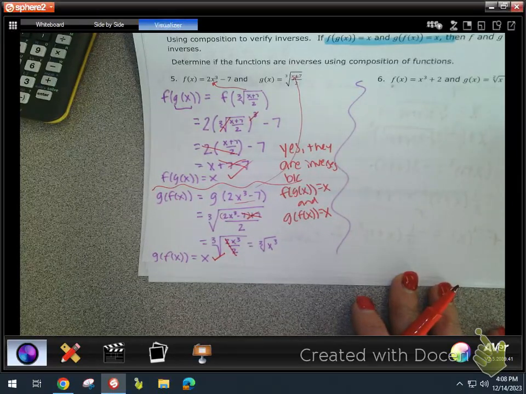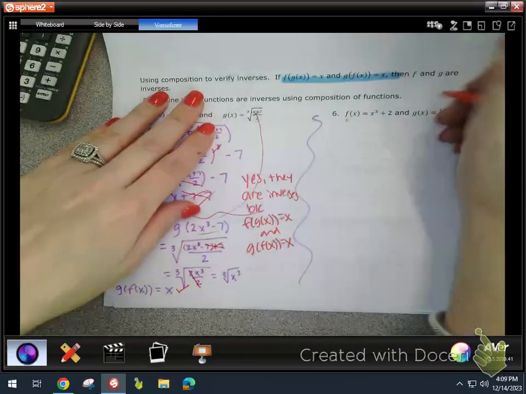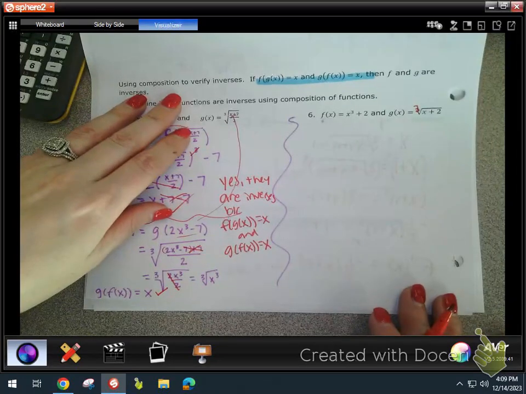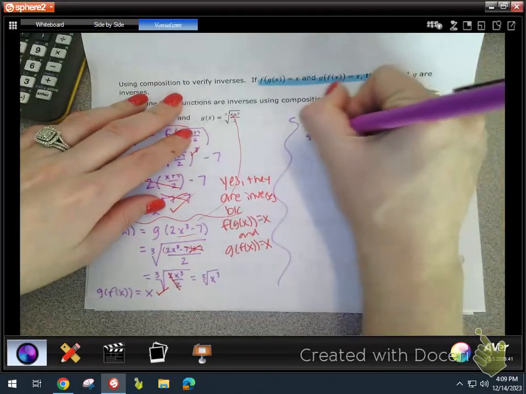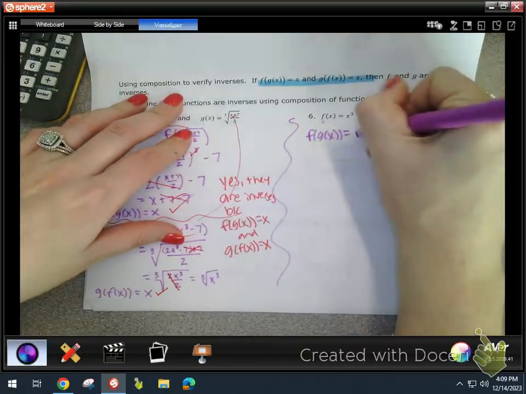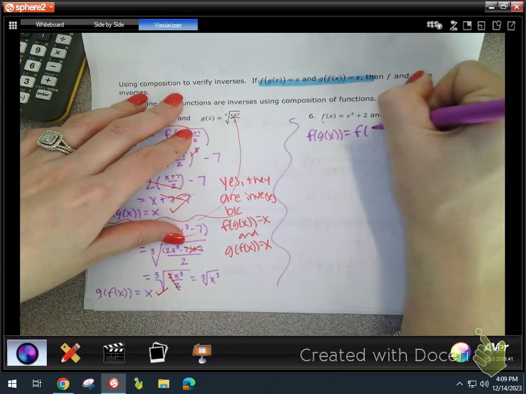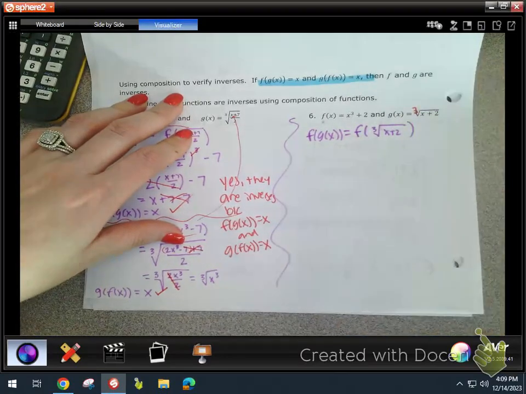Number 6, there is another typo. On g of x, you think that's supposed to be a 2 on that radical? No. It's supposed to be a 3. That makes it a little bit more interesting. So let's do f of g of x first. We're changing g of x to be the cube root of x plus 2. That is the input.